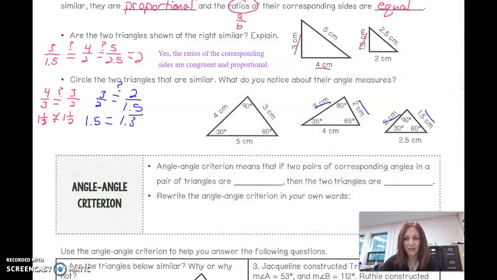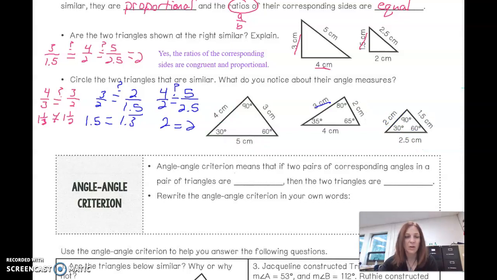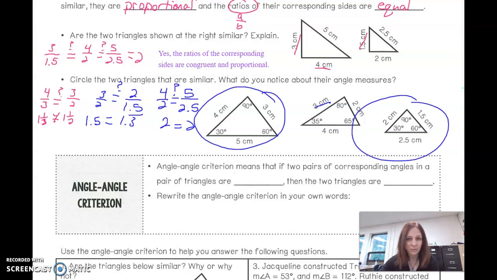So let's try these two triangles here. Is 4 to 2 the same as 5 to 2.5? Yeah, these are both going to equal 2. Now we could keep going and you could see that 3 and 1.5 is the same. So the two similar triangles that we're supposed to circle here after I made all these marks are this one and this one. Now what do we notice is true about their angle measures? 30, 90, 60. 30, 90, 60.